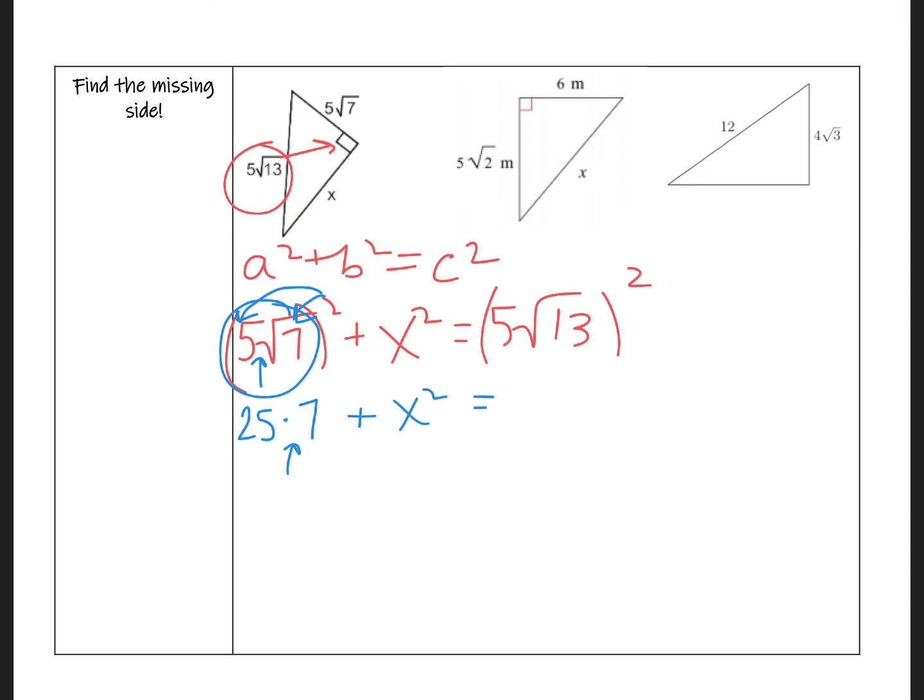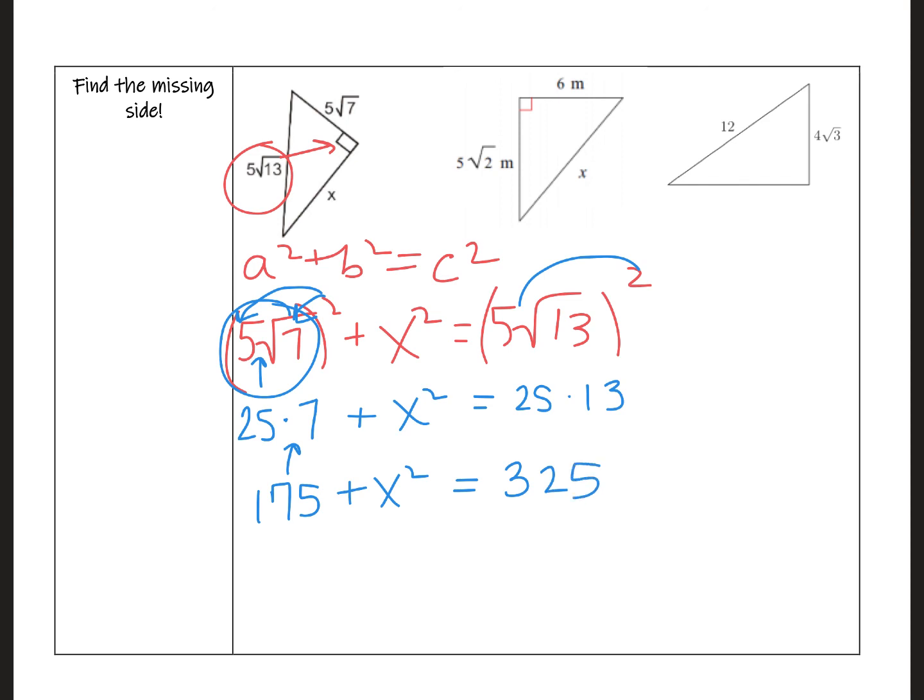And then the same thing here. When we square the 5, we get 25. And when I square radical 13, I just get 13. So we've got to finish this multiplication before we can solve for our x. So 25 times 7, that's 175. And 25 times 13, let's see, 4 quarters and $1. So 4 25s, we got 12. That's going to be 325.